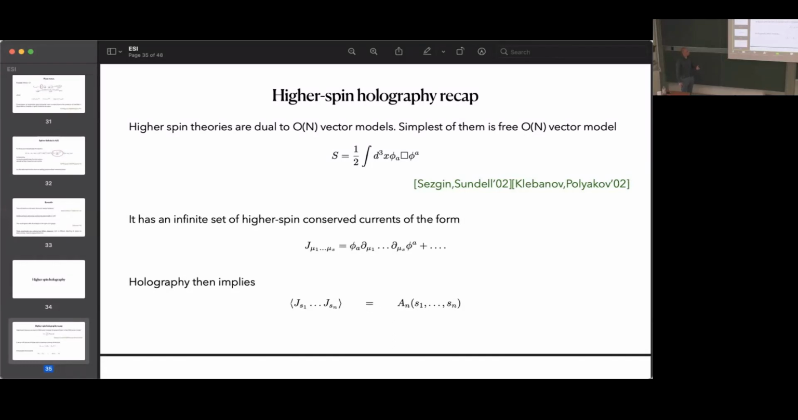we have O(N) vector models. And the simplest of them is just a free theory, which means that we have massless scalars, which additionally carry labels of the O(N) vector representation. So this is the action. Since the theory is free, you have infinitely many conserved currents, which are supposed to be identified with bulk massless fields. And then holography says that you can compute correlators on the boundary side, and these should be identified with amplitudes in the bulk.